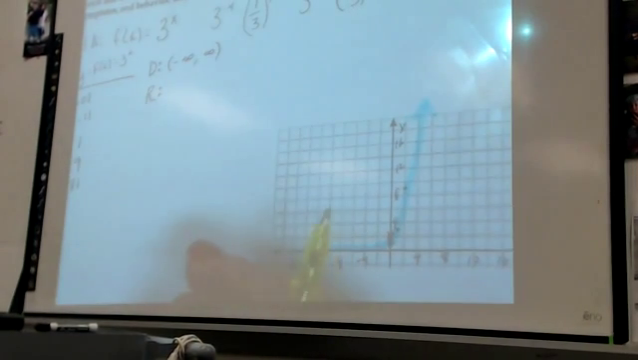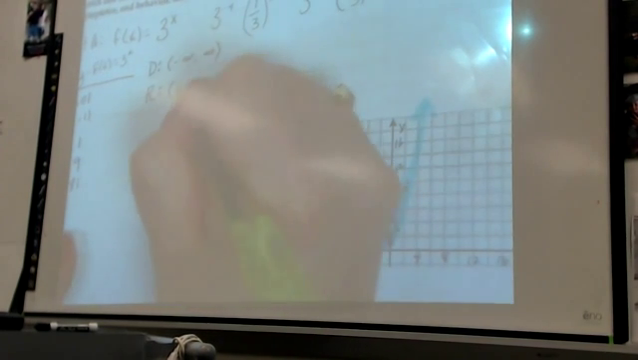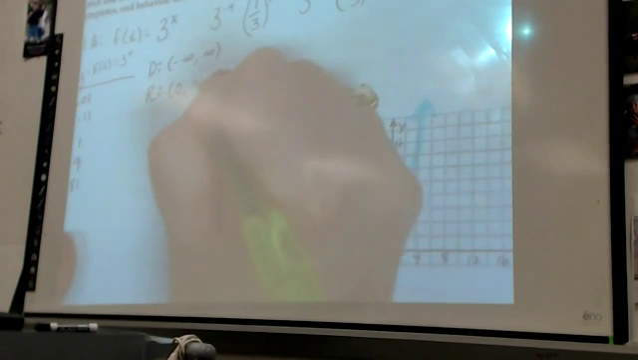Okay, what about range? Good. Range are your possible y's. So in other words, where does it start at the bottom and how high does it go? All right, 0 to infinity. Good. You're ahead of me, Ebony. It's 0 to infinity, but not including 0. So don't use a bracket. Use a parenthesis.